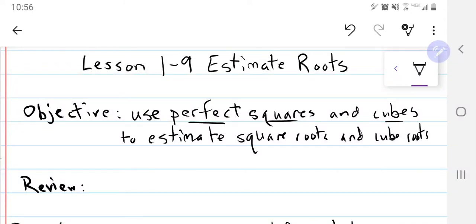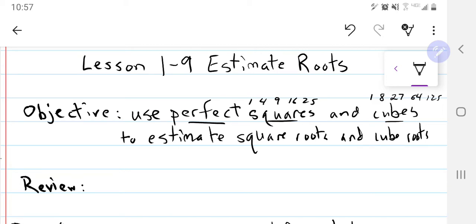So, lesson 1-9, estimate roots. All right, we're going to be using perfect squares and perfect cubes to estimate square roots and cube roots. Our perfect squares are numbers that have an integer square root, like 1, 4, 9, 16, 25. Some of our perfect cubes would be 1, 8, 27, 64, 125. They have integer cube roots.